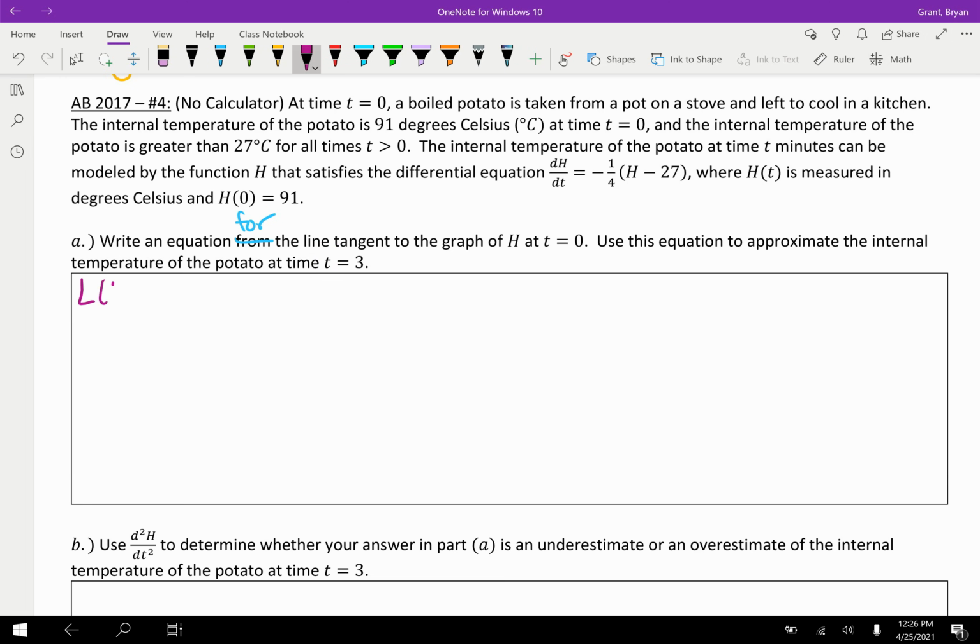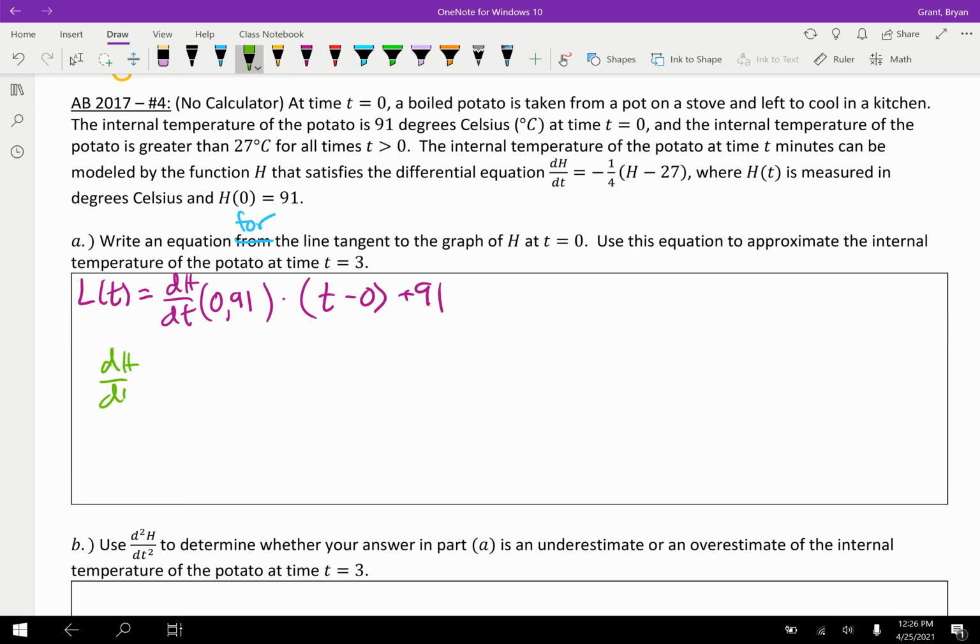So I'm going to say L(t) is equal to, and I'm not going to use H prime, I'll use this notation over here, dH/dt evaluated at, well, this is kind of strange. There's only one input here. So if there's only one input, we might want to think about what the input is, right? In particular, we know that H(0) = 91. So maybe I'll just write this as (0, 91), and then we'll come back to that. (t - 0) + 91. Okay, so then we have to evaluate dH/dt at (0, 91).